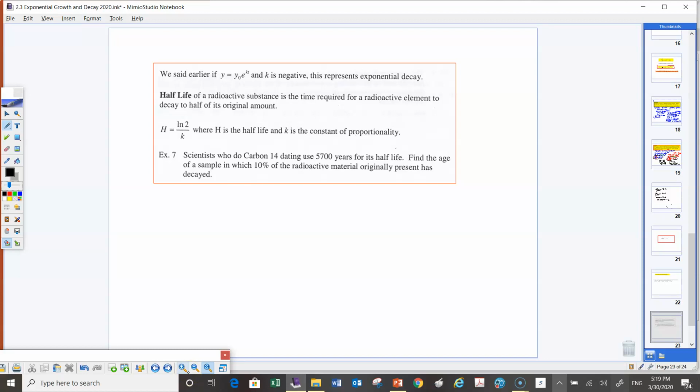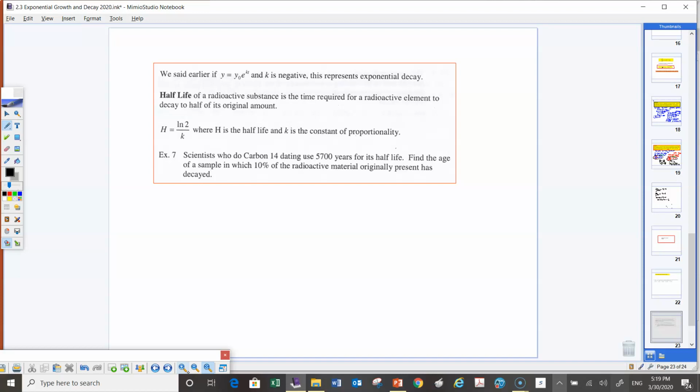And this one's talking about half-life of a radioactive substance, and the half-life H is given by ln 2 over k. And it says the half-life of a radioactive substance is the time required for a radioactive element to decay to half its original amount. Scientists who do carbon-14 dating use 5,700 years for its half-life. Find the age of a sample of which 10% of the radioactive material originally present has decayed.